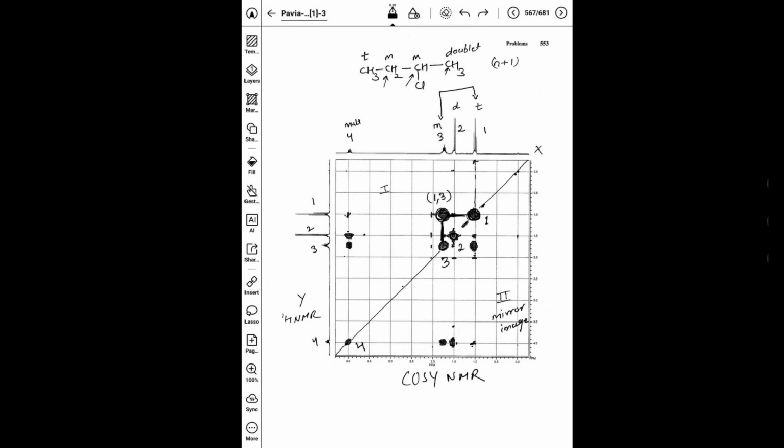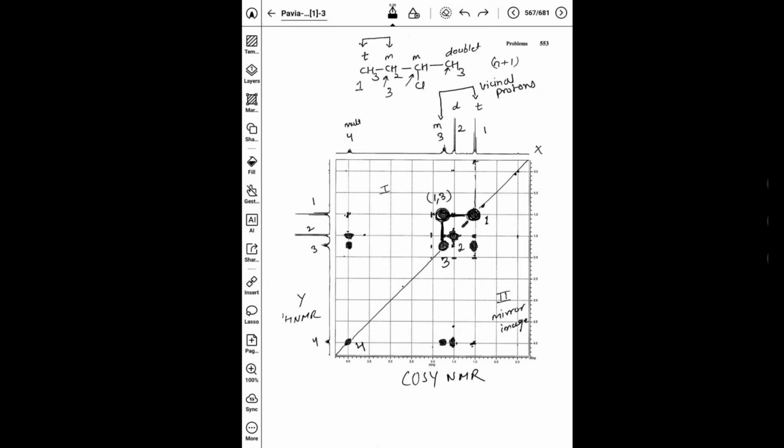What does it mean? Proton 1 is interacting with proton 3. This means that they are vicinal protons. Vicinal protons, so they are in close proximity. This triplet is close to this one. So it means this is the third one. So I can say that this is proton 1 and this is proton 3. Am I right?